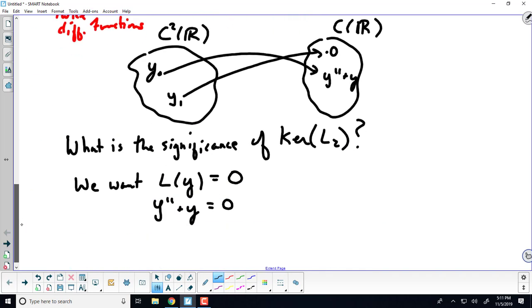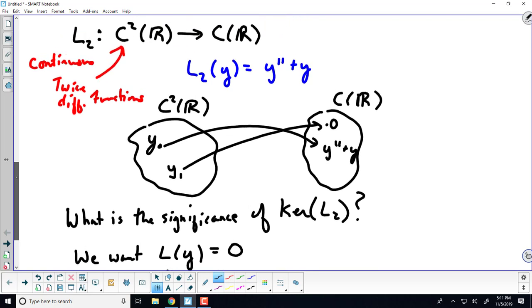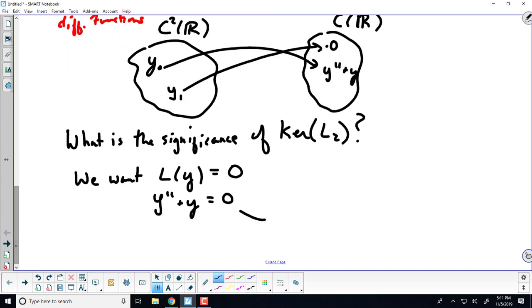But what is the kernel of the linear transformation that's associated with the differential equation? What's the kernel of it? It's the homogeneous solutions. Okay? So these are precisely the homogeneous solutions. Okay? Great. Questions on that, folks?